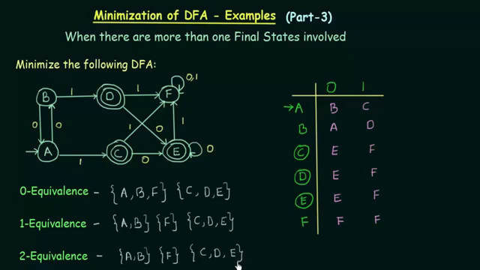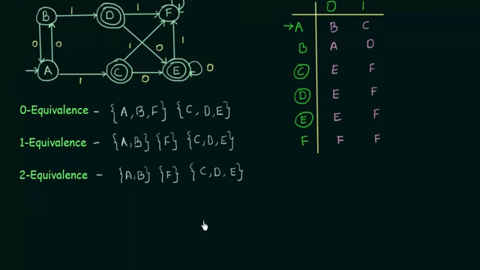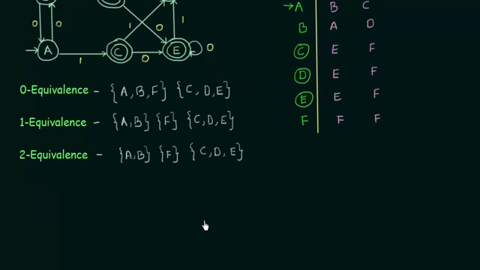So here I have completed the row for 2 equivalents. Now if you look carefully, you find that the row of 1 equivalence and 2 equivalents are exactly the same. So that means it is time to end the process. You have got your new states that you need to have in the minimized DFA. So what will be my new states? The first state will be AB, second state will be F, and then the last state will be CDE.